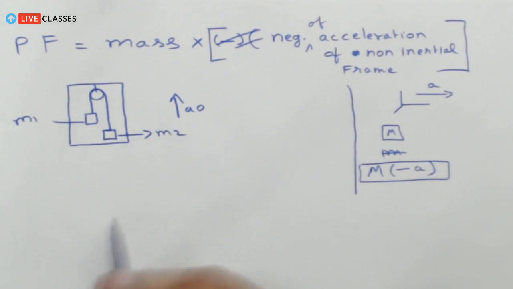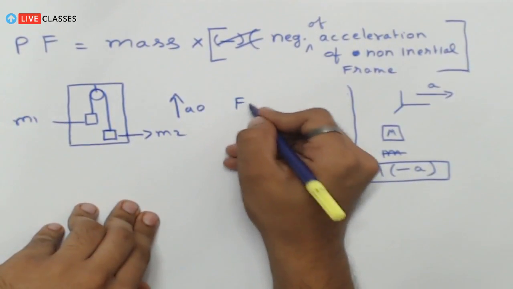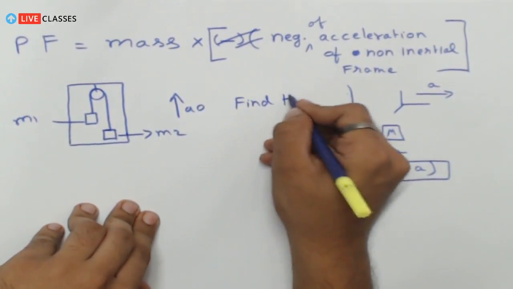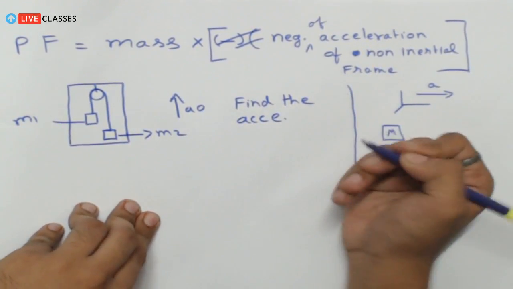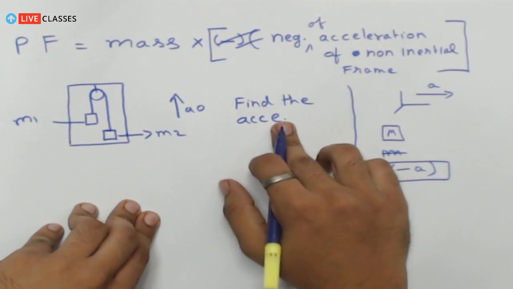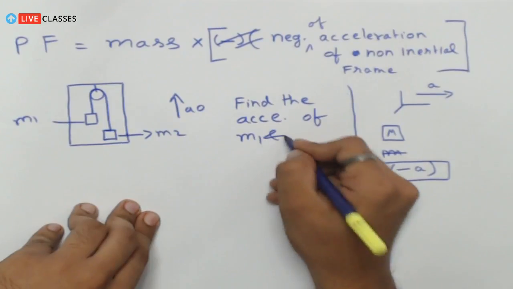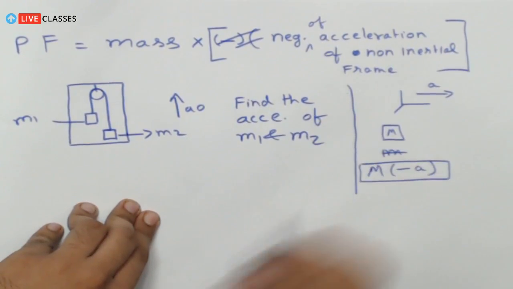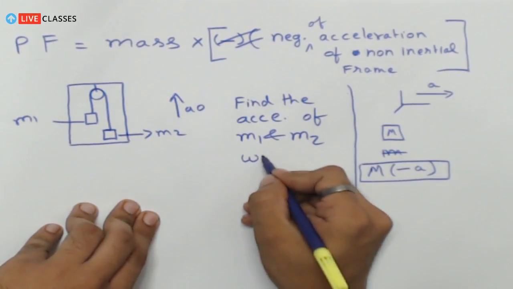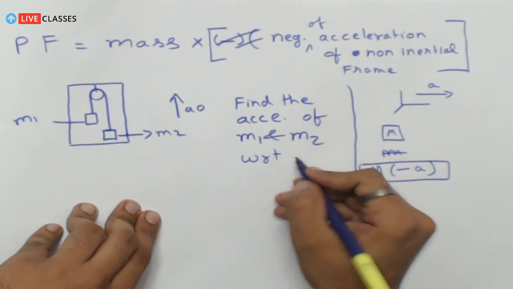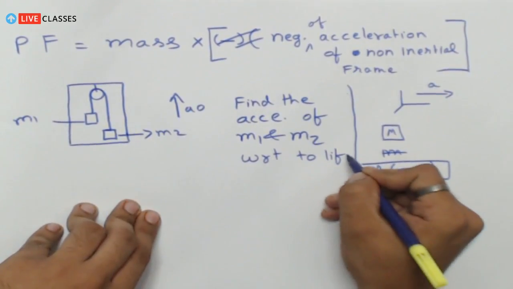So the question asks, find the acceleration of m1 and m2, and here comes the twist, with respect to the lift.